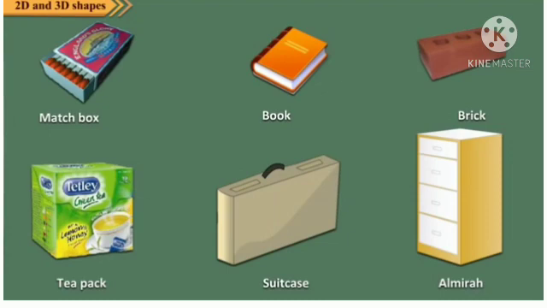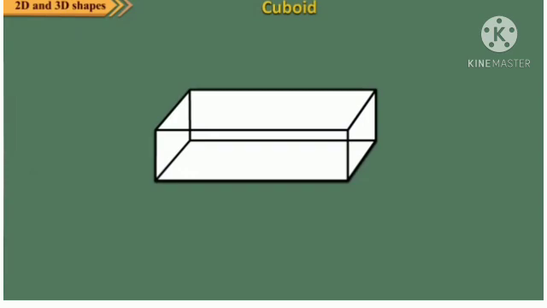Look at the shapes of objects shown here. All these objects have the shape of a cuboid. A cuboid has 12 edges. The point where 3 edges meet is called a vertex. A cuboid has 8 vertices. A cuboid has 6 faces.